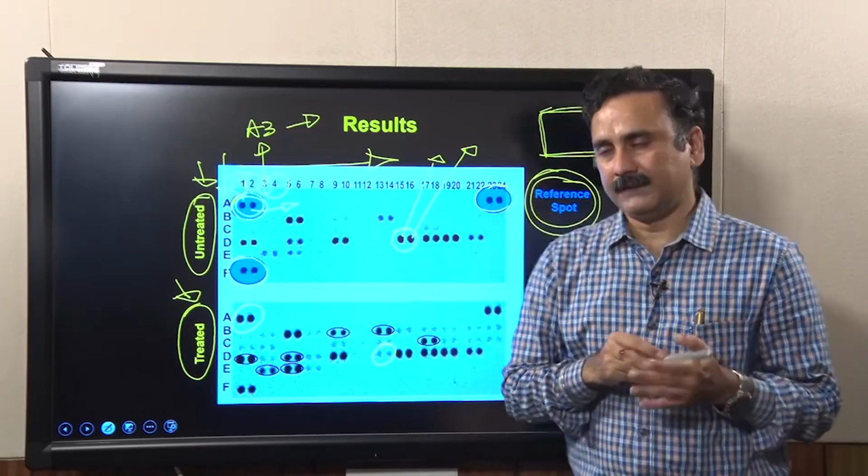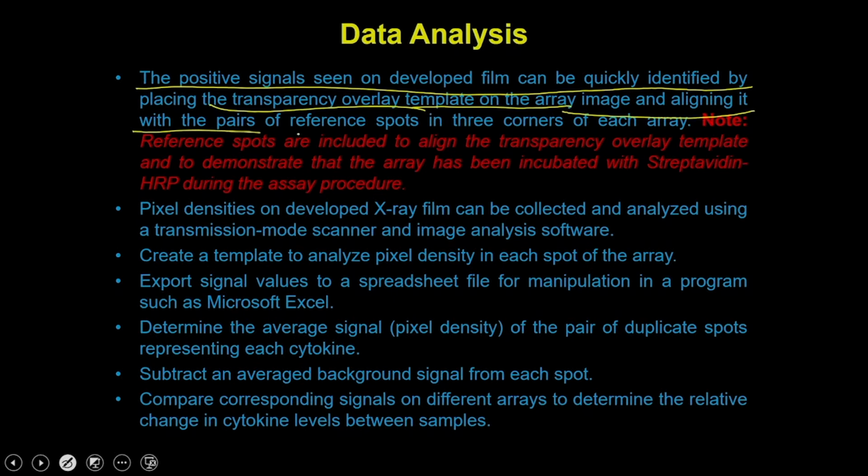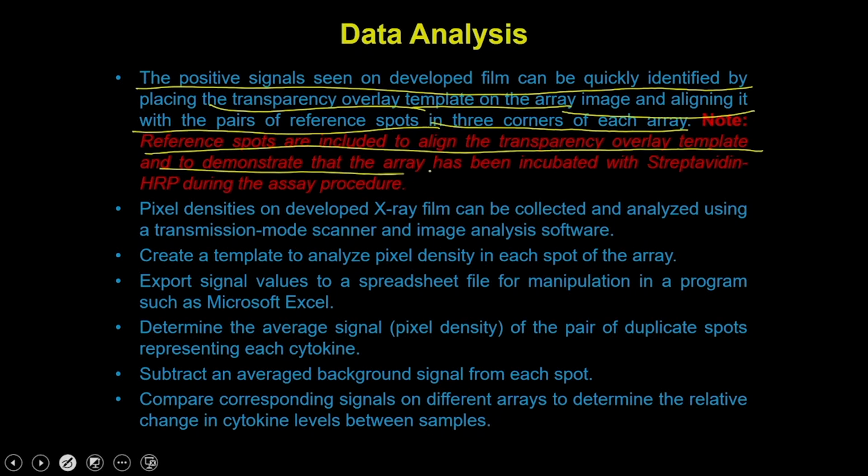whether it is upregulating or downregulating. Positive signals on the developed film can be identified by placing a transparent overlay template onto the array image and aligning it with the pairs of reference spots in the three corners of each array. Reference spots are included to align the transparency and to demonstrate that the array has been incubated with the streptavidin HRP during the assay procedure.